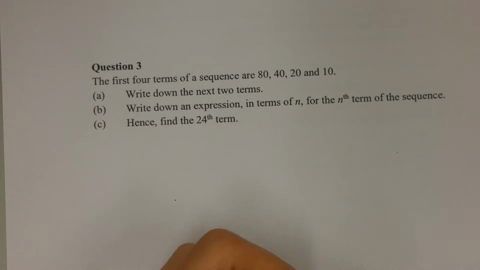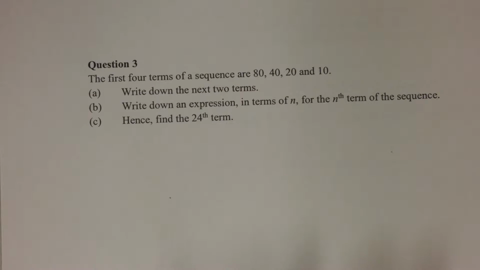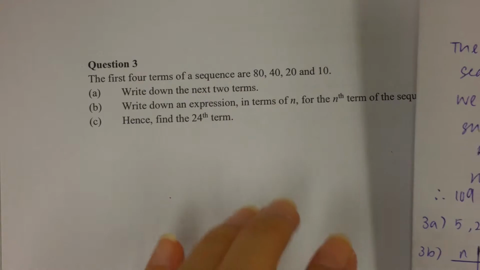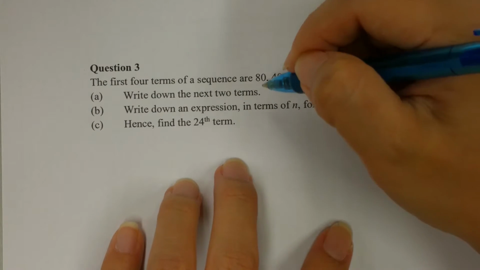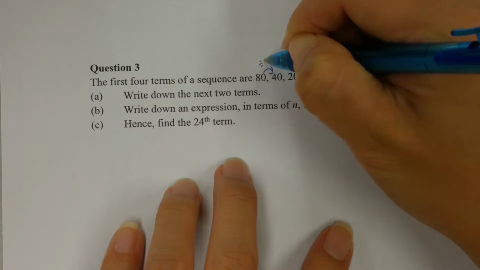Okay, for question 3, it is rather different from questions 1 and 2, because questions 1 and 2 are just based on addition and subtraction. In this case, you will see what is the difference. Okay, now for here you can see from 80 to 40, you need to divide by 2.